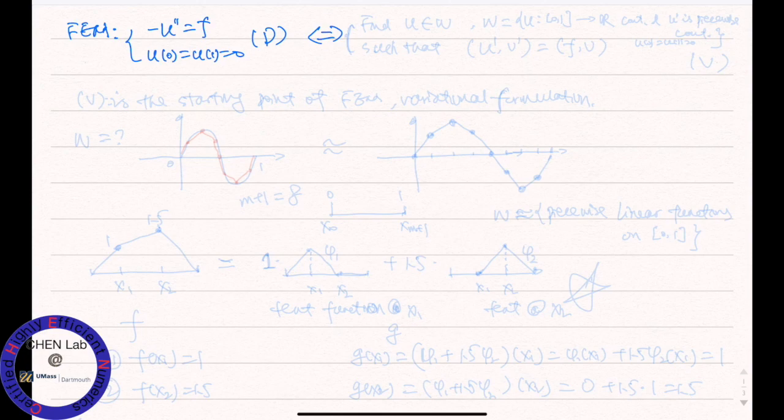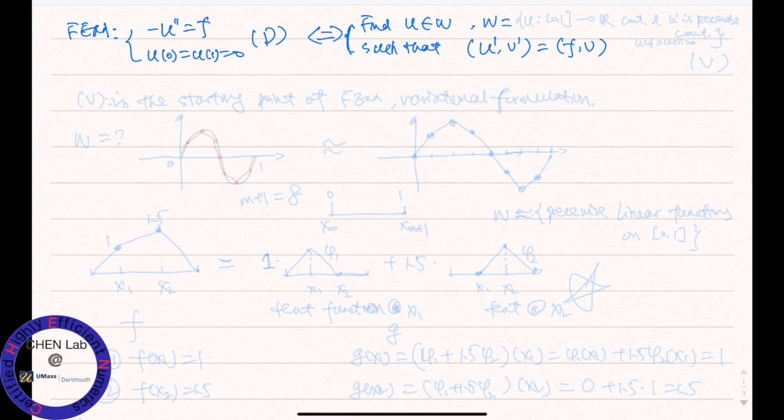That's equivalent to: find u in the space W such that (u', v') is equal to (f, v). The parenthesis here means the integration. You multiply u prime v prime and integrate, or you multiply f and v and integrate.